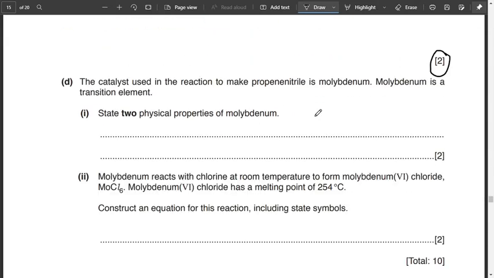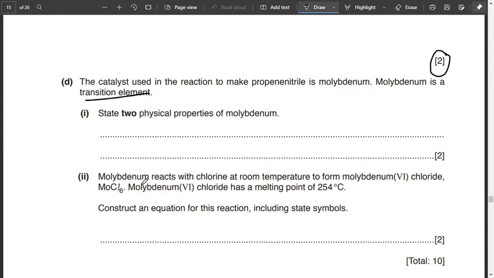Alright, moving on to part D. The catalyst used in the reaction to make propene nitrile is molybdenum. Molybdenum is a transition element. State 2 physical properties of molybdenum. Since it is a transition element, it has high density, it is really hard, it can be ductile, it can be shiny. There are many, you can just write any 2 of them.